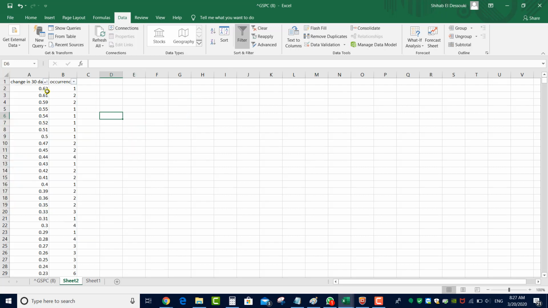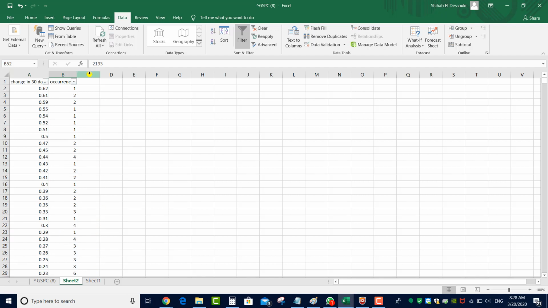So right now it's saying that in the past 100 years, the S&P 500 traded 62% higher 30 days later, only one time. It traded 61% higher 2 days later. It traded 30% higher 4 days later. It traded at the same price 30 days later 2100 times, okay?